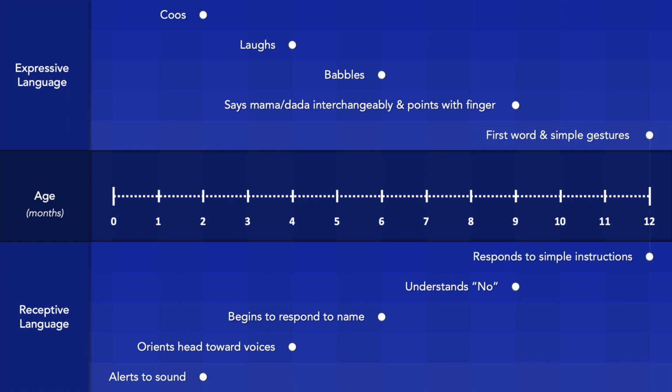By 12 months of age, and often earlier, the infant will have learned to use simple gestures, such as waving bye-bye, and respond to simple spoken requests, such as come here. As well, they will have spoken their first word in addition to mama and dada, and attempt to repeat words that are spoken to them.